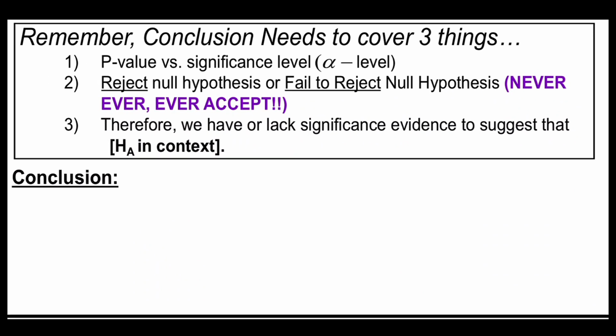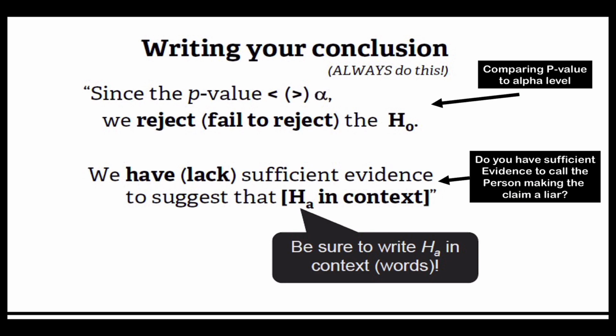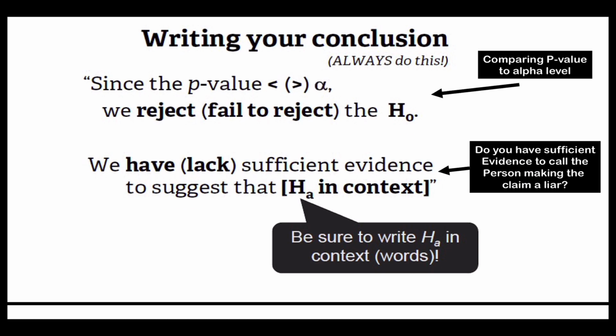Remember, conclusion needs to cover 3 things. That's the one you need. You can combine sentence 1 and 2 if you want, or you can just put 3 things. Remember earlier I showed you the sentence frame. There's also a sentence frame that you can use right here as well. That's the one we're going to use. Since the p-value, that's how we're going to start.